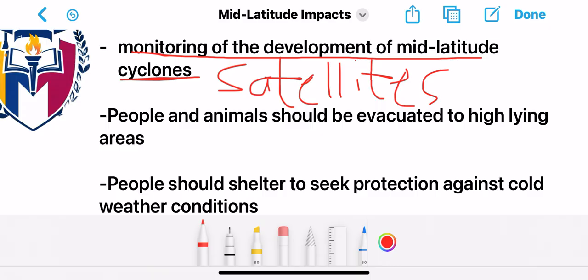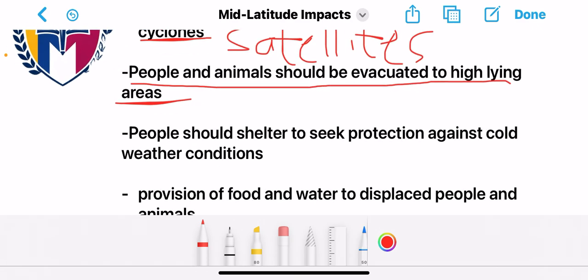As you can see, the second point says what? People and animals should be evacuated to high-lying areas. High-lying areas, we're speaking about the mountainous places or the high hills, whereby people will be safe from floods. People should shelter to seek protection against what? Cold weather conditions. Remember, when mid-latitude cyclone reaches the land, the cold front will begin to undercut the warm front, and only cold air will dwell on the ground. So people must seek places to be. They must be in their houses so that they can be warm from these cold weather conditions.